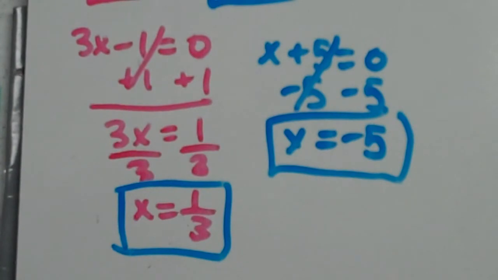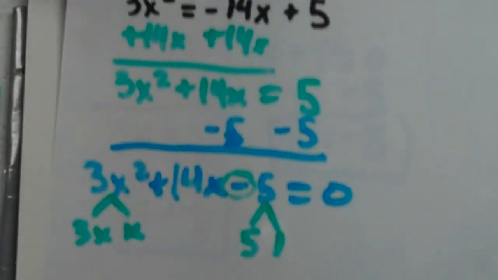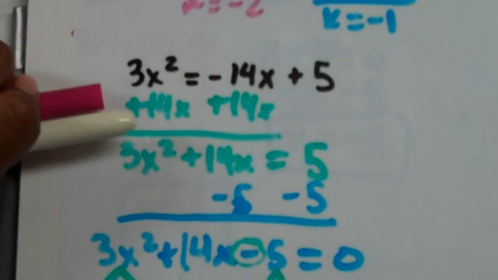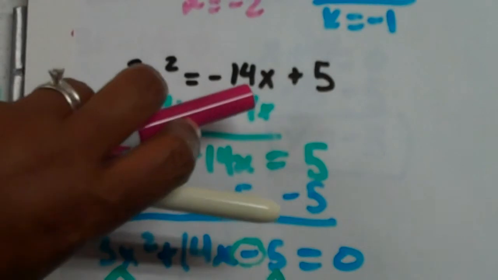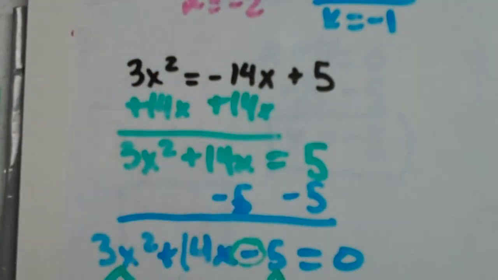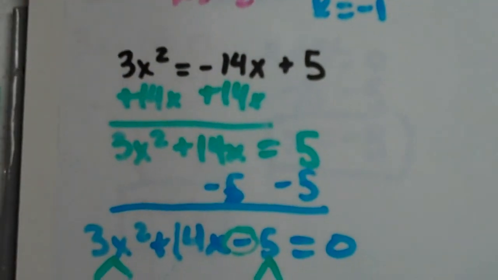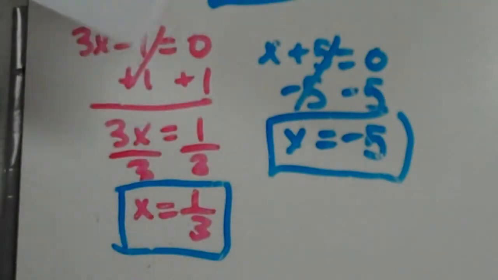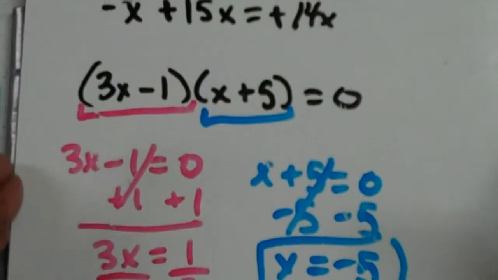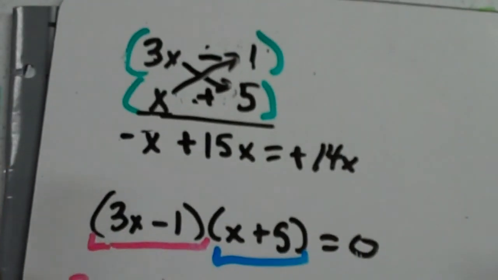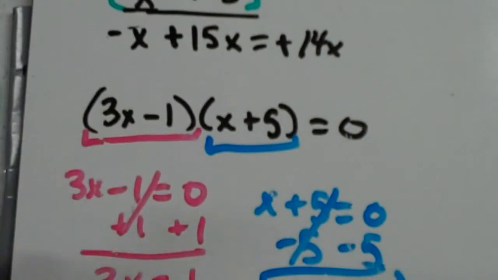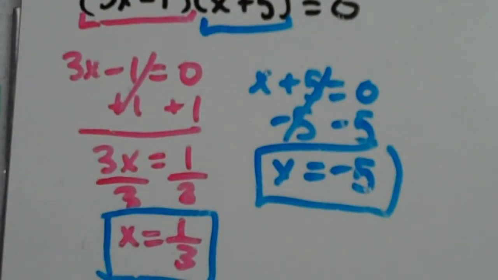Those are the two solutions to our original equation, which was down here, 3x squared equal to negative 14x plus 5. So we set the equation equal to 0 by moving the terms, and then we found the different factors. We set each factor equal to 0, and we solve for x. That's it in a nutshell.